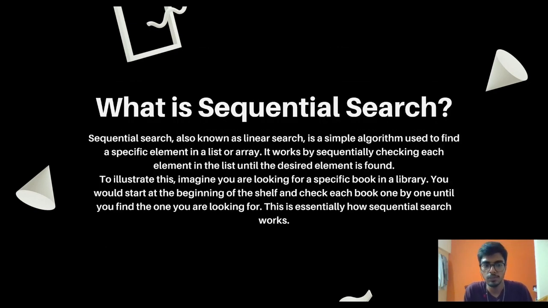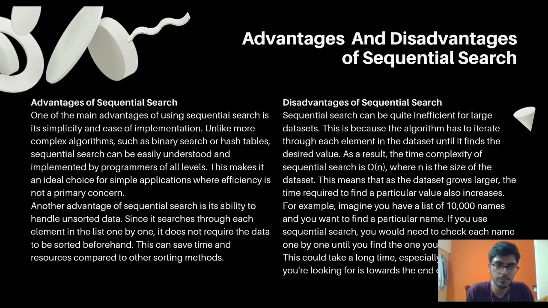What is sequential search? Sequential search, also known as linear search, is a simple algorithm used to find specific elements in a list or array. It works by sequentially checking each element in the list until the desired element is found. To illustrate this, imagine you are looking for a specific book in a library. You would start at the beginning of the shelf and check each book one by one until you find the one you're looking for. This is essentially how sequential search works.